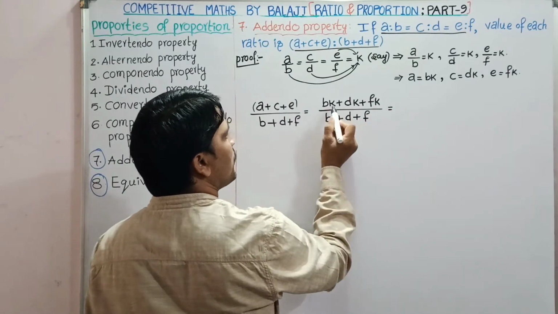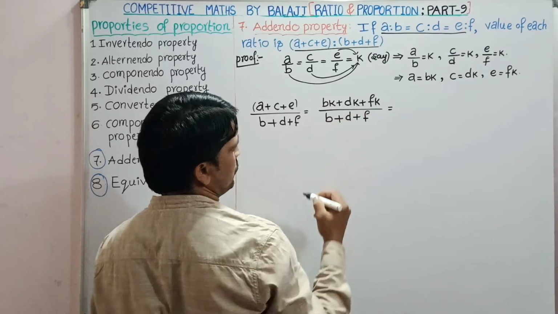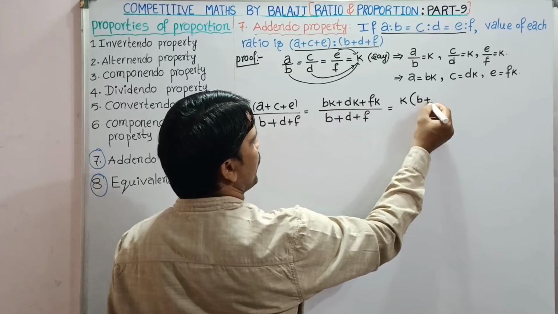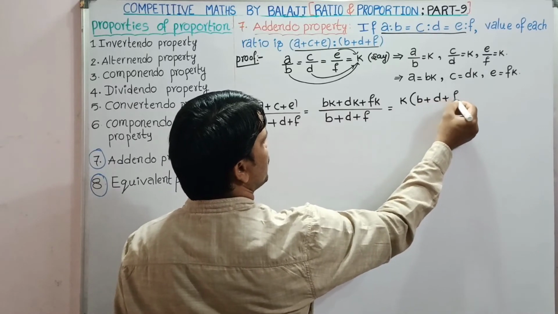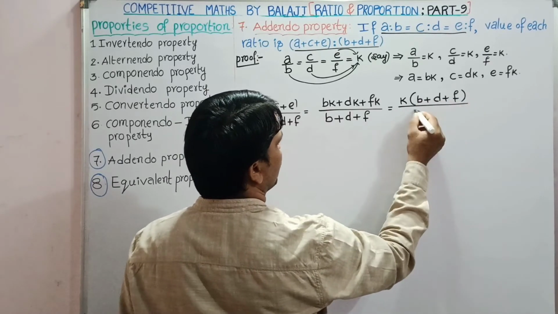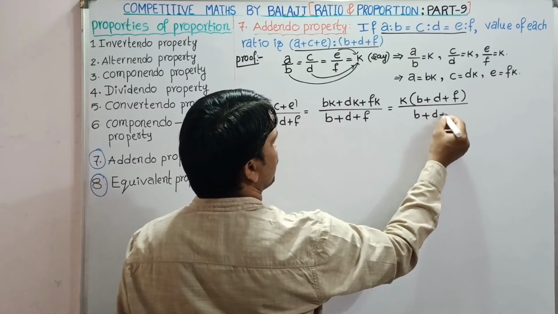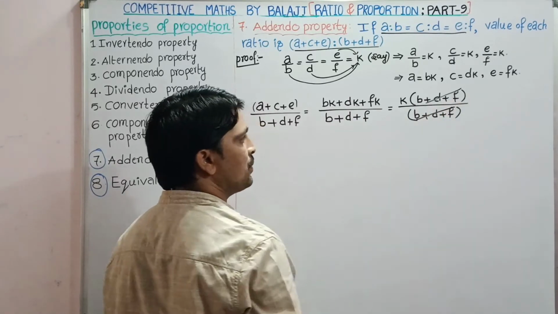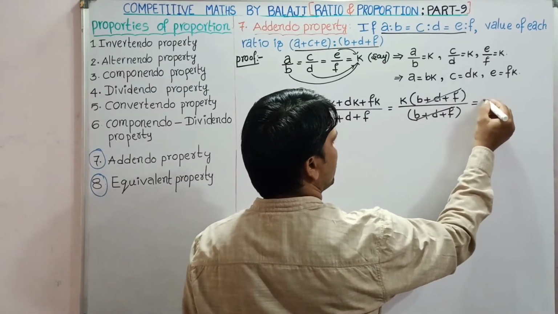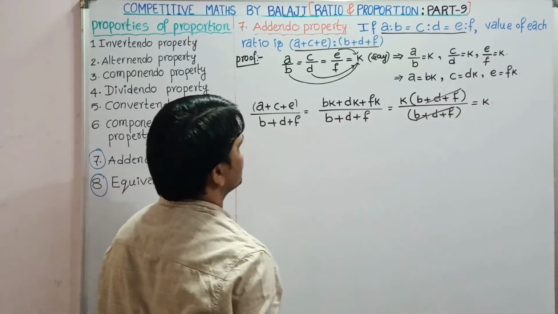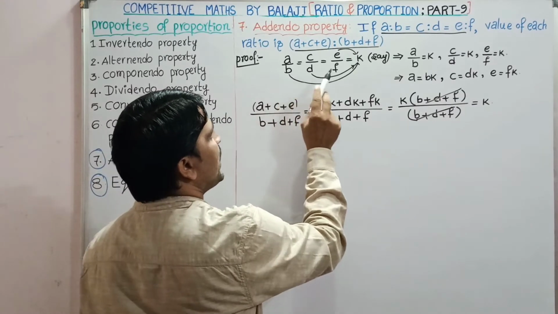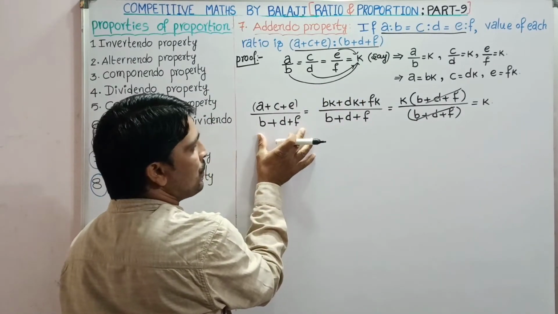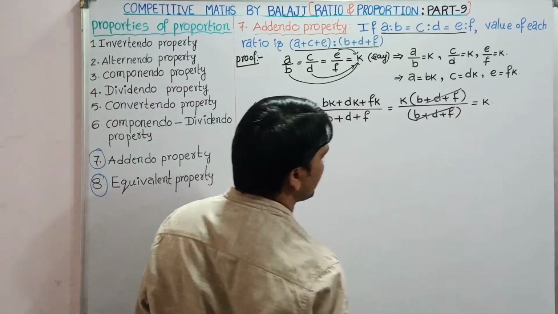See this, in the numerator K is common to each term. Take the common term out. In the bracket we have B plus D plus F over B plus D plus F. So B plus D plus F gets cancelled. We again get K. See, A by B, C by D, E by F is also K. Then A plus C plus E by B plus D plus F is also equal to K.